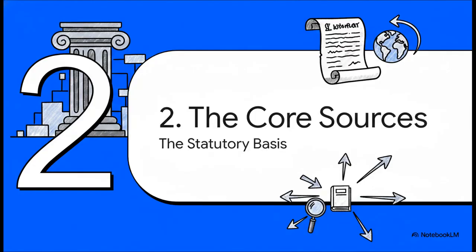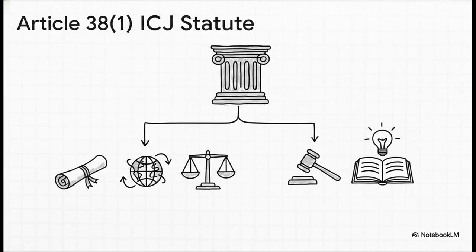Moving right along to Section 2, Article 38, the Core Sources, the statutory basis. The second you see an exam question about sources of law, your brain needs to immediately go to Article 38, Paragraph 1 of the ICJ Statute. Literally make it your first stop. It is the single most authoritative statement on where international law comes from.